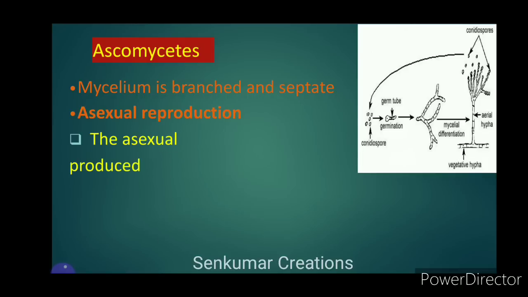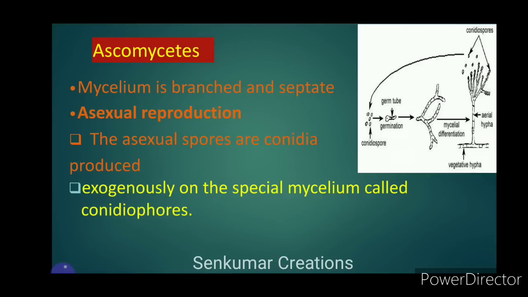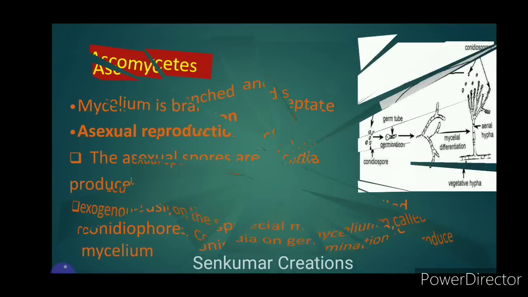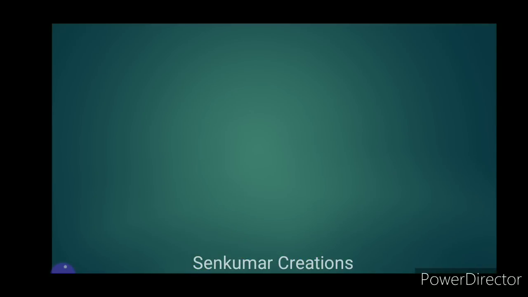For asexual reproduction, the asexual spores produced are conidia. Asexual reproduction is by means of conidia, formed exogenously on the special mycelium called conidiophores. Conidia on germination produce new mycelium, a new group of organisms. Okay, this is called ascomycetes.